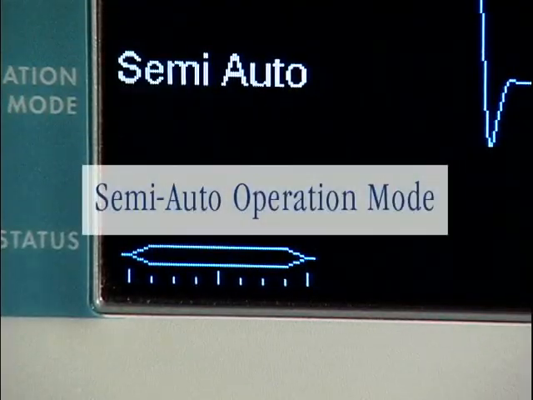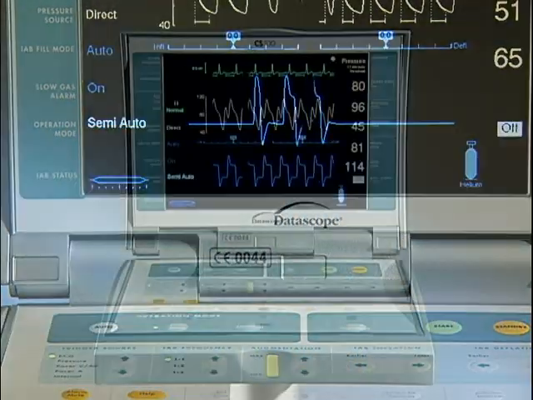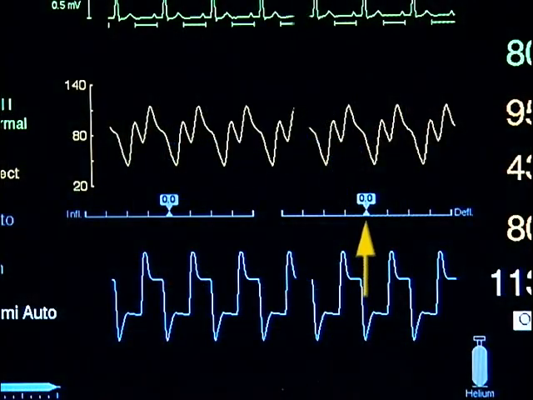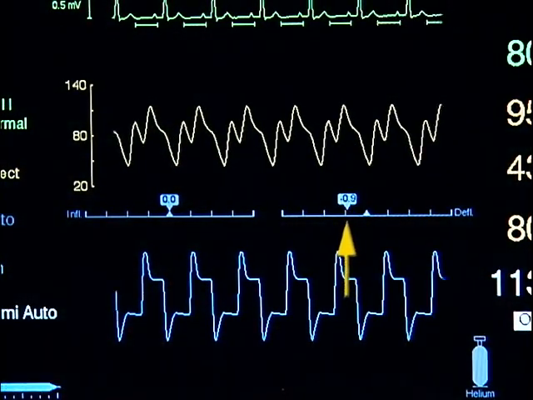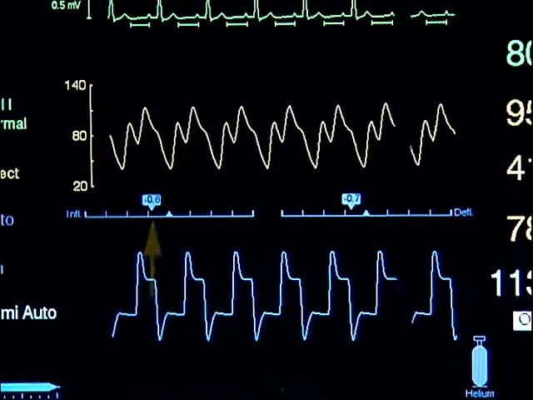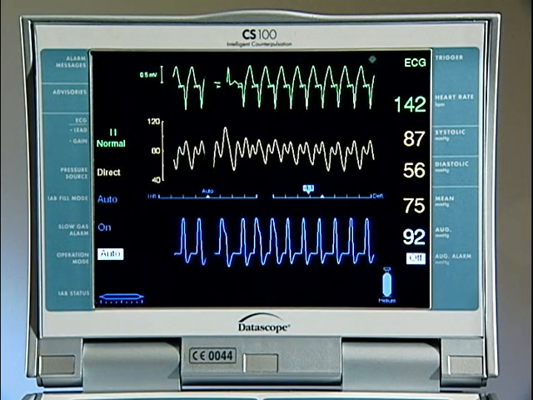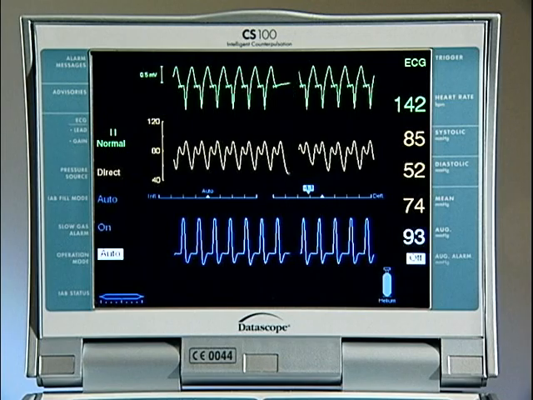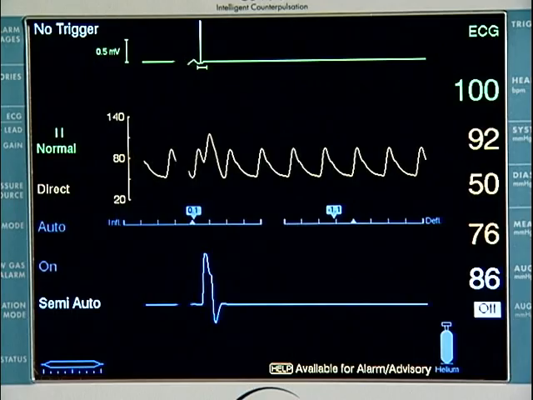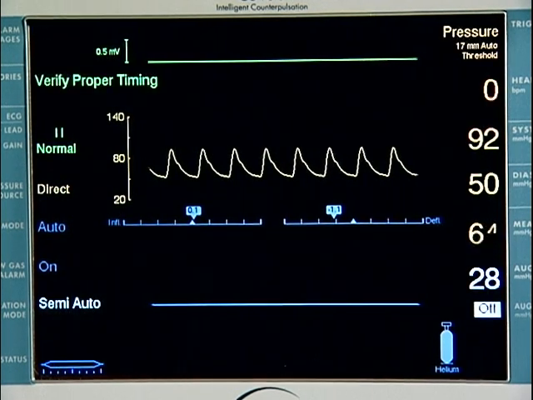As the name indicates, semi-auto operation mode provides partially automated operation. The operator is responsible for both selection of the trigger source and for initial timing of the IAB. Thereafter, the IABP's timing algorithms will adjust timing in response to changes in heart rate and rhythm. Of course, if the trigger source is lost, the IABP sounds an alarm. This operation mode provides the most flexibility for difficult cases.